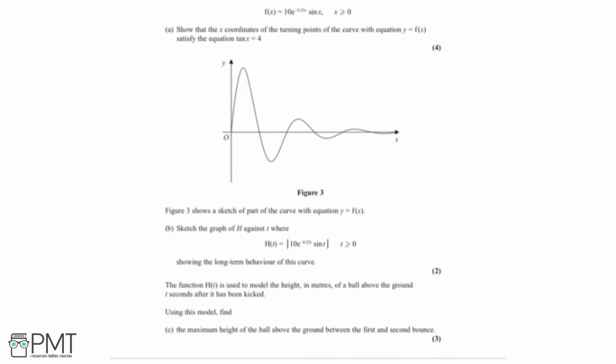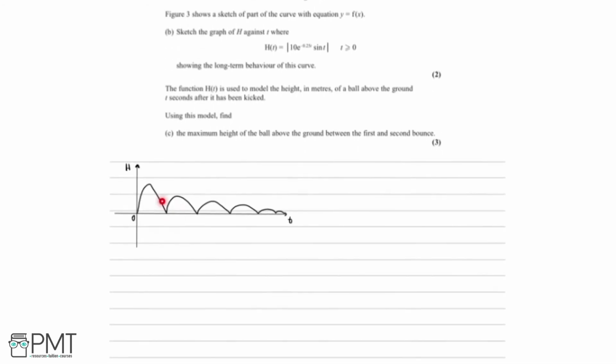It says the function h of t is used to model the height in meters of a ball above ground t seconds after it has been kicked. Using this model, we need to find the maximum height of the ball above the ground between the first and second bounce. So here I've just got a smaller version of the graph that we drew in the previous part. This is the turning point we need to identify, because right along here, at this point here, is the height of the ball above the ground between the first and the second bounce.